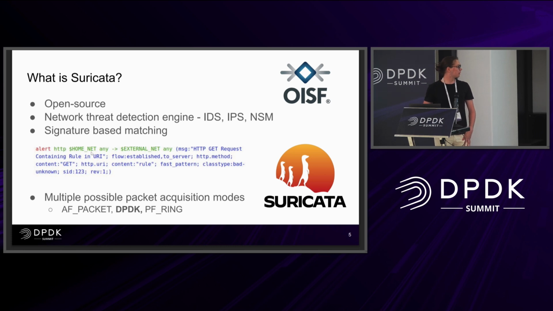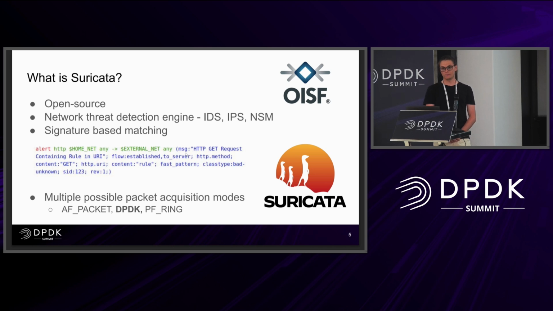Here is the header. It consists of the protocol, the IP addresses and the port, and also it states the direction of the flow. And then there's the rule options or the signature options part, which can contain a variety of keywords which we utilize in the bypass. One specific one, I will get to it later. Also, Suricata supports multiple packet acquisition modes. For example, AF packet, PF ring, or the most important for us, DPDK.